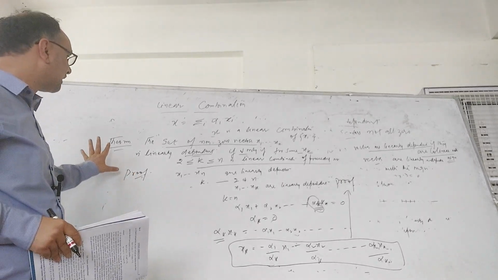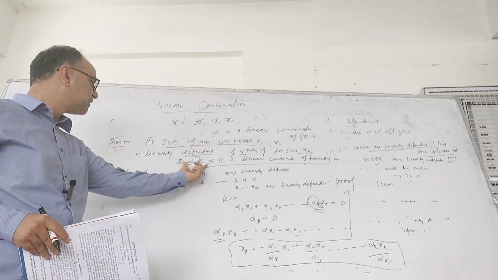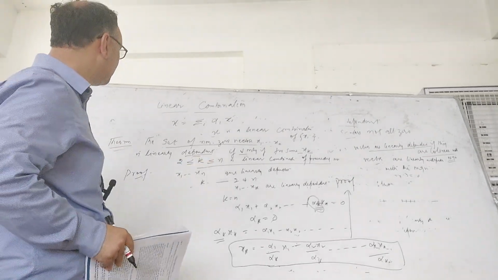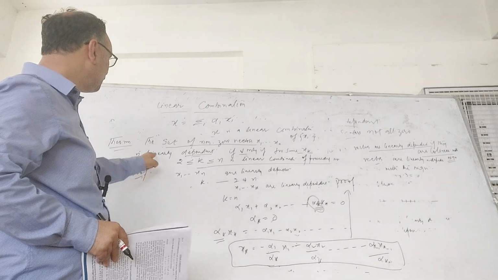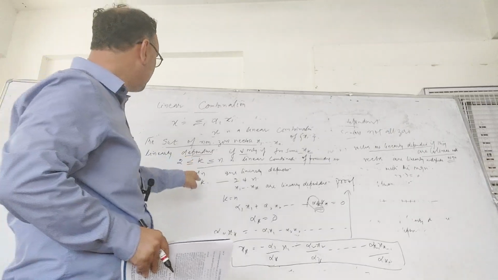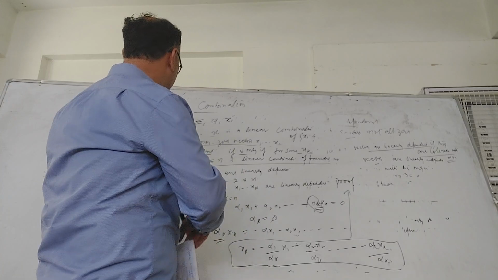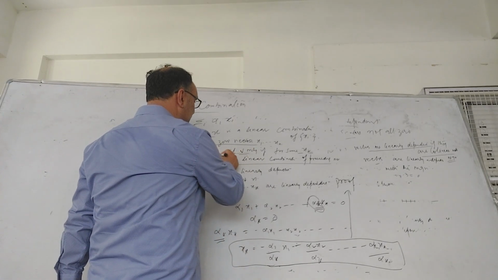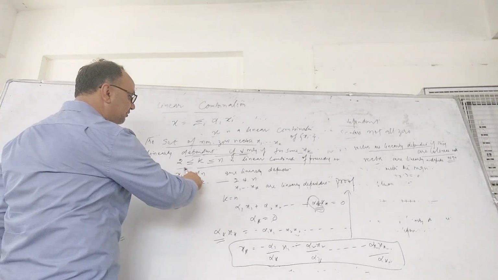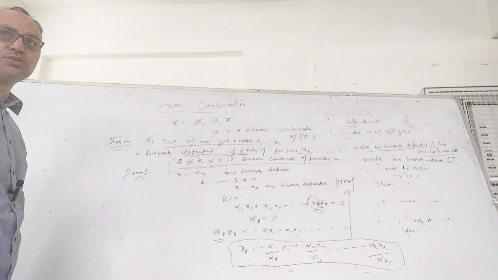So can we construct, within the constraints of this k, a line between this and this? We can have a linear combination. A set of non-zero vectors is linearly dependent if and only if the constraint is between these two bounds. Got my point?